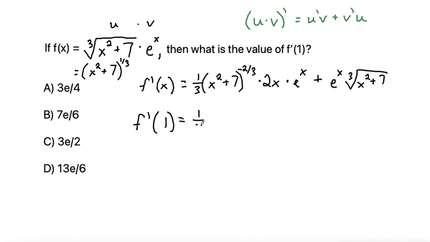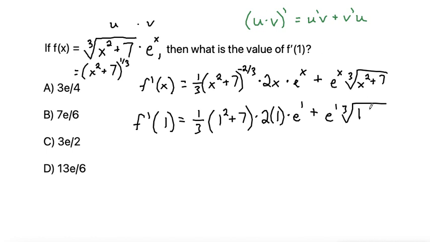So I'll have 1/3 times 1 squared plus 7 times 2 times 1 times e to the 1 plus e to the 1 times the cube root of 1 squared plus 7. Alright, so now simplifying, 1/3, 1 squared is 1, so 1 plus 7, oh, and I need to bring down my minus 2/3 exponent there. Okay, so 1 squared is 1 plus 7 is 8, so this would be 8 to the negative 2/3. And then 2 times 1 is 2, e to the 1 is just e, so that'll be times 2e, plus this also will be just an e, because e to the 1 is e, and then 1 squared is 1 plus 7 is 8. So times the cube root of 8.